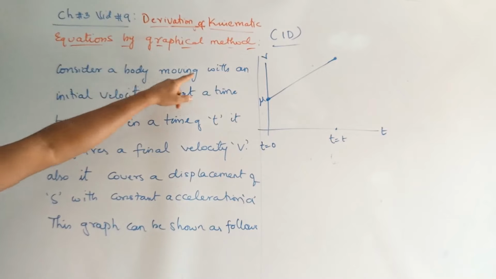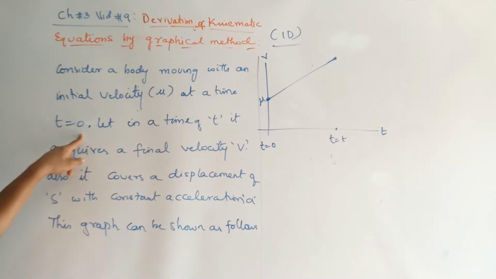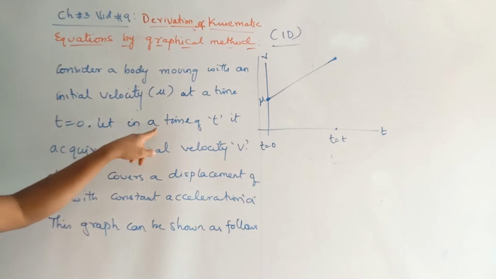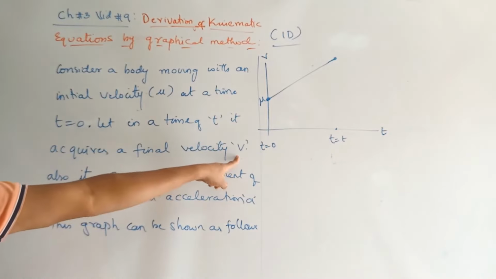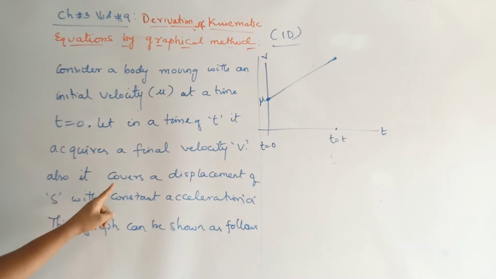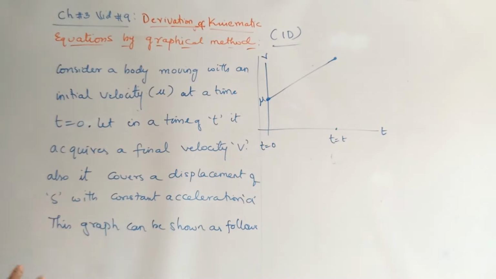Consider a body moving with an initial velocity u at a time of t is equals to 0. In a time of t seconds, let it acquire a final velocity given by v. As it covers a displacement of s with constant acceleration a. Our equations are meant for what? Constant and uniform acceleration only. So constant acceleration is given by a.